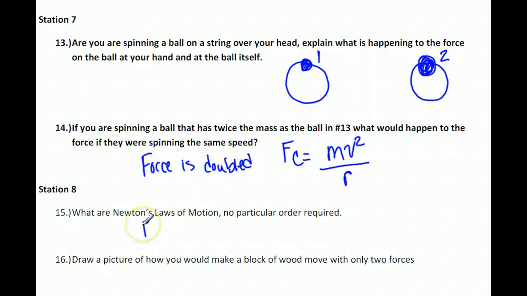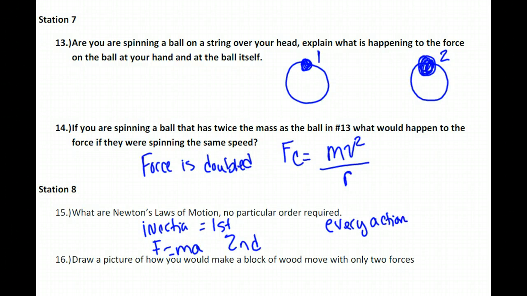What are Newton's laws of motion? No particular order. You have inertia, that's the first. F equals ma is the second. And you have every action has an equal and opposite reaction, is the third. And you don't actually have to know the numbers, I just need you to understand the laws. So you need to understand the concept of inertia, you need to be able to do F equals ma, and you need to know every action has an equal and opposite reaction.